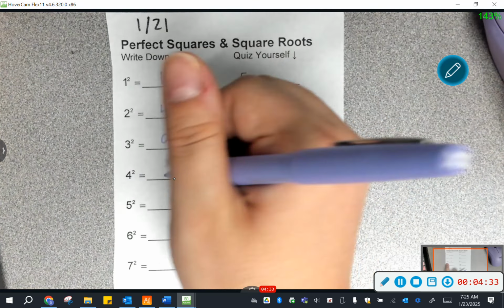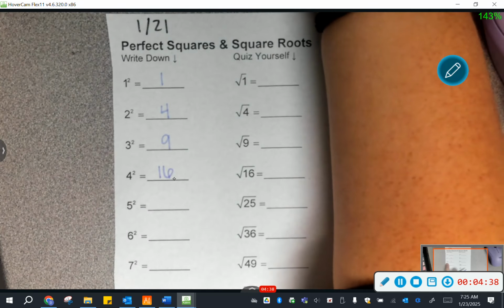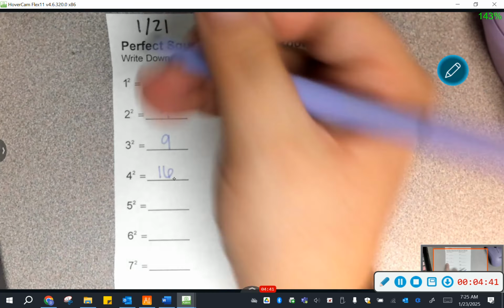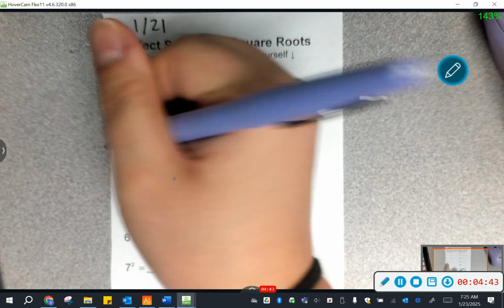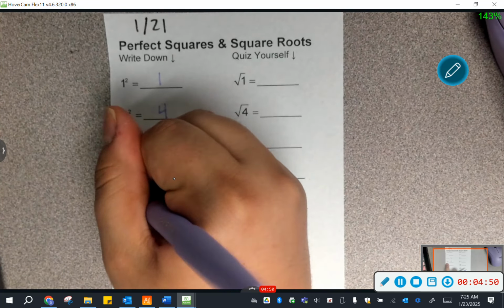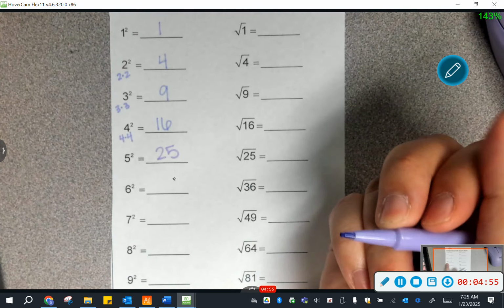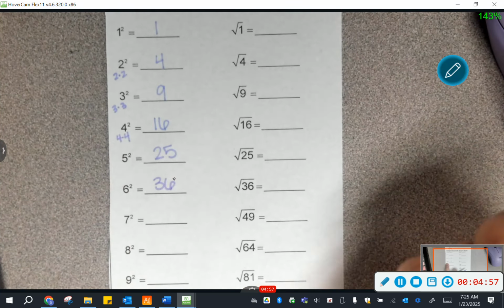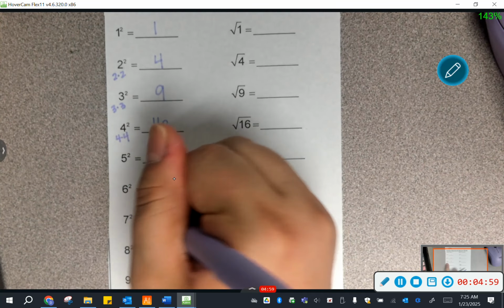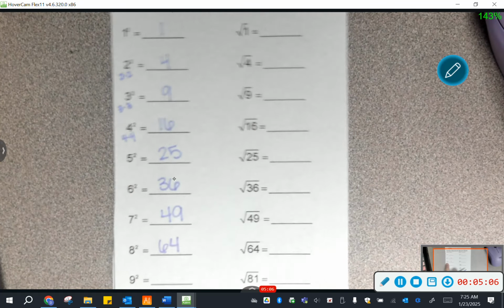What's 4 squared? 16. And by the way, squared is multiplying by itself. It's saying, what is 2 times 2? What is 3 times 3? Okay. What is 4 times 4? So 5 squared is, what is 5 times 5? 6 times 6? 7 times 7? 49. 8 squared? 64. 9 squared?